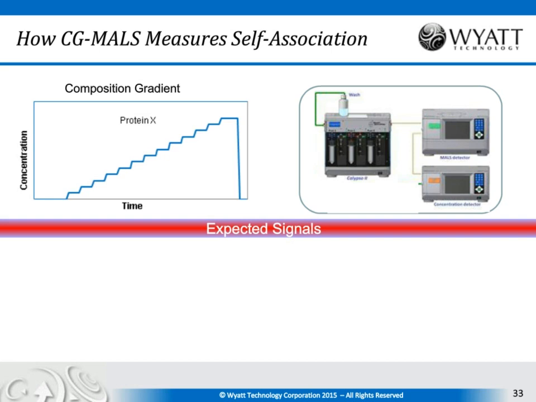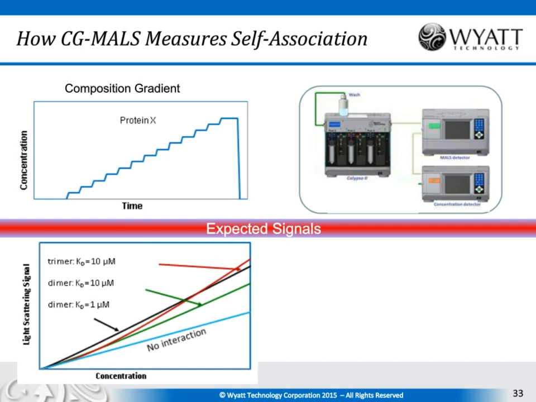Here's what you might expect for a simple self-association. So if there's no interaction, if there's no association, that's the blue line, the simple linear relationship between the light scattering signal and concentration. But if there is an association, as the concentration increases, the molecular weight will increase, and you'll have a nonlinear relationship between light scattering and concentration. The green line here is what you might get, for example, for a 10 micromolar dimer, and the black line is what you might expect for a 1 micromolar dimer.